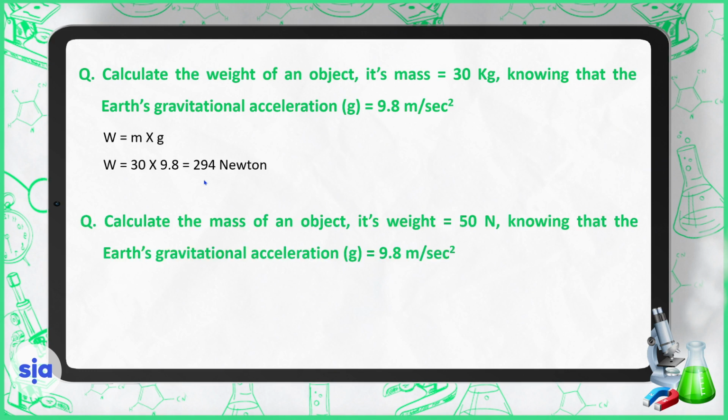Now, can you calculate the mass of an object whose weight equals 50 Newton, knowing that the Earth's gravitational acceleration is equal to 9.8 meters per second square? Yes, of course. We know that mass equals weight divided by gravitational acceleration. So mass will be equal to 50 divided by 9.8, which is equal to 5.1 kilograms.